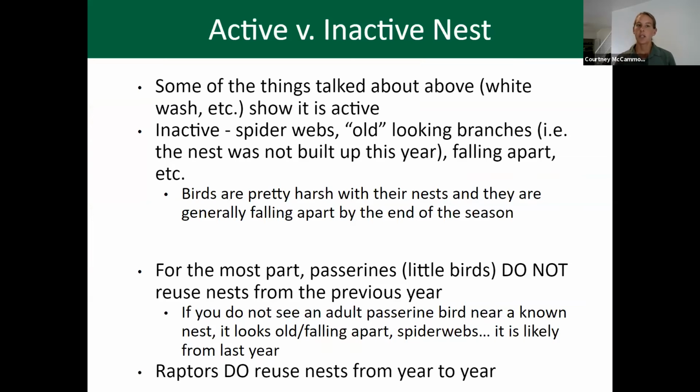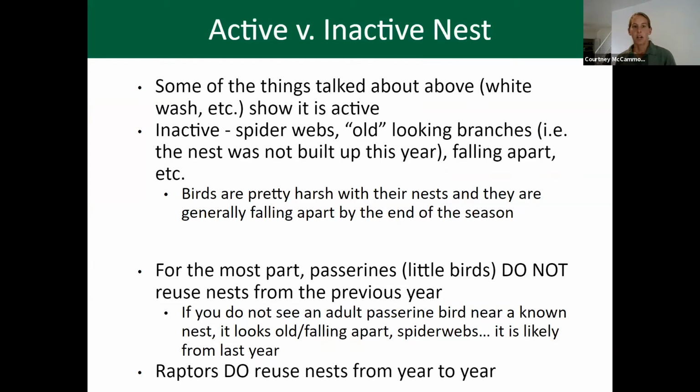Okay, so some of the things we already talked about, active nests, whitewash. Sometimes birds, raptors for example, will leave dead things, dead squirrels, dead birds. They'll be below or hanging from the nest. It's cute. So some things like that.